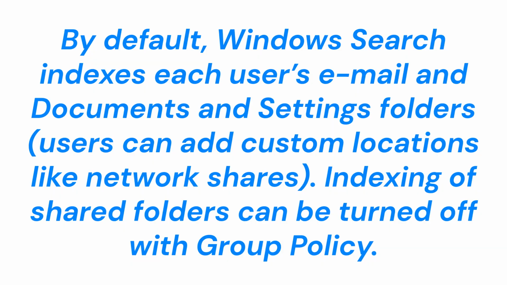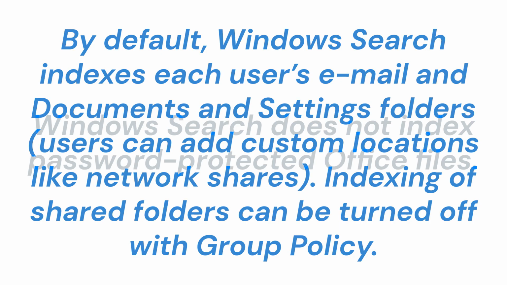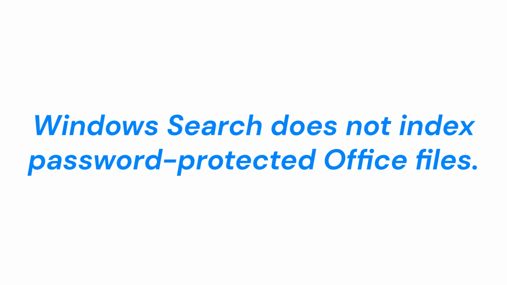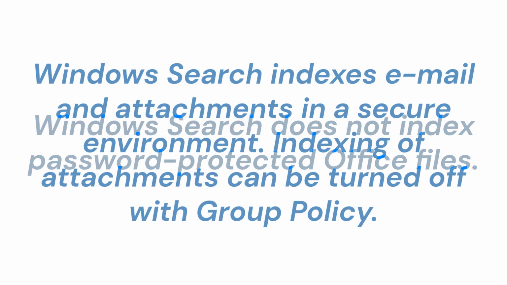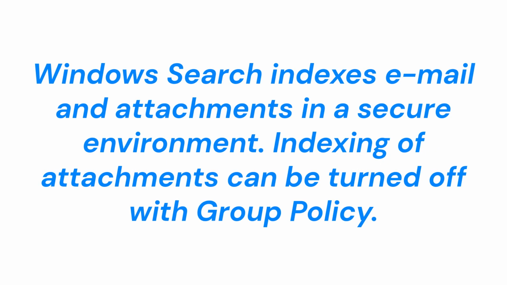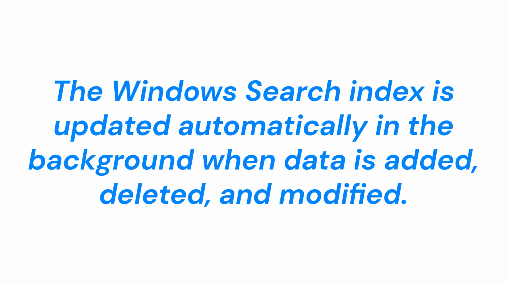Windows Search indexes information as follows. By default, Windows Search indexes each user's email and documents and settings folders. Users can add custom locations like network shares. Indexing of shared folders can be turned off with group policy. Windows Search does not index password-protected Office files. Windows Search indexes email and attachments in a secure environment. Indexing of attachments can be turned off with group policy. The Windows Search index is updated automatically in the background when data is added, deleted, and modified.